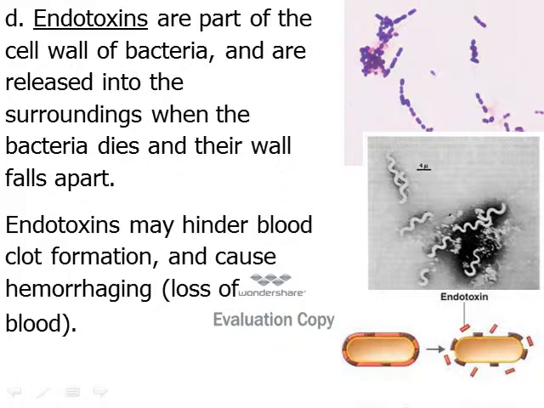And think about this. If you have someone who's really sick with lots of bacteria, you give them a high dose of antibiotics, it's going to kill millions of bacteria. And if it's an endotoxin bacteria, suddenly their bloodstream is flooded with endotoxins and they go into shock and die. So we have to be careful when we're treating patients. Endotoxins can hinder blood clot formations and cause hemorrhaging, which is extensive loss of blood.